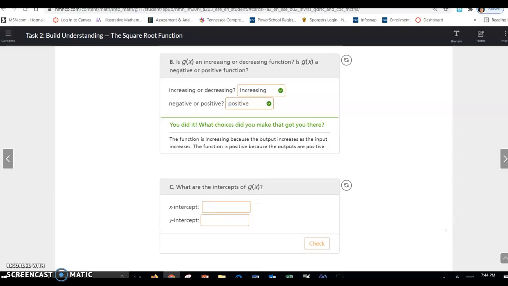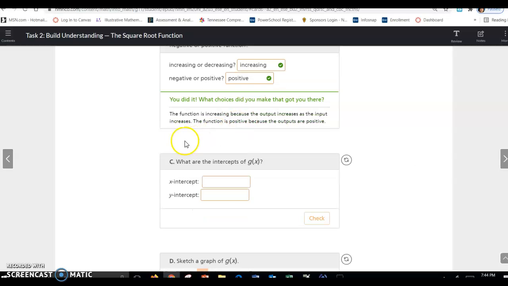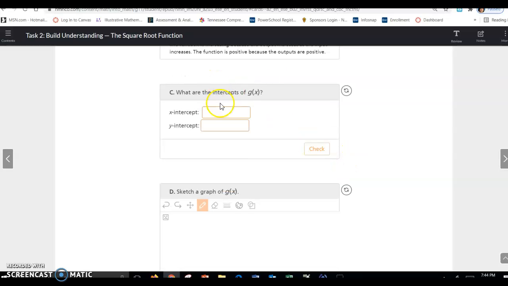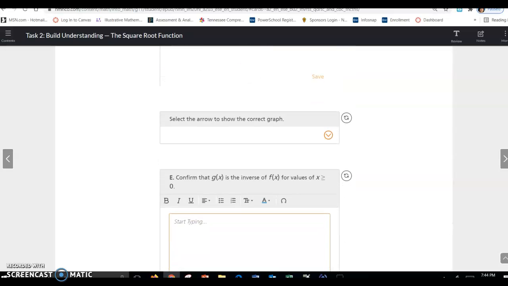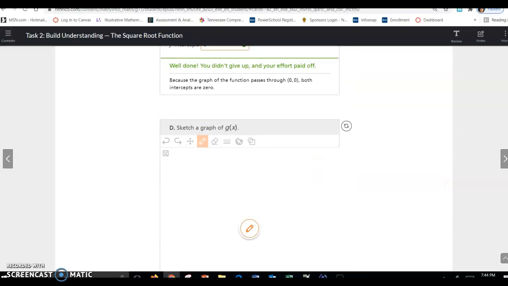All right, that's better. It says, what are the intercepts of g of x? If you look at those on the graph, you can see that it's going to be 0 for both of those. And you can just take a calculator and graph x squared, and you can graph the square root of x.